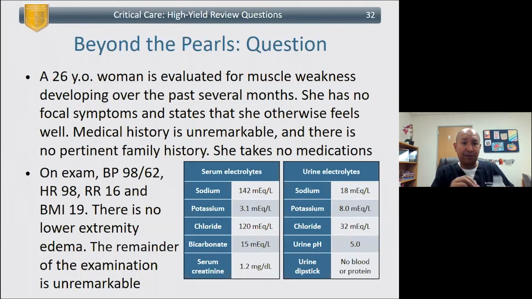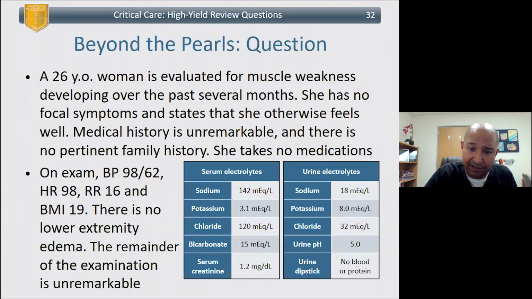So let's move on to the next question. We have a 26-year-old woman who is evaluated for muscle weakness developing over the past several months. She has no focal symptoms and states that she otherwise feels well. Medical history is unremarkable and there is no pertinent family history. She takes no meds. On exam, BP is on the lower side, heart rate of 98, respiratory rate of 16, and BMI is 19. There is no lower extremity edema, and the remainder of the examination is unremarkable.